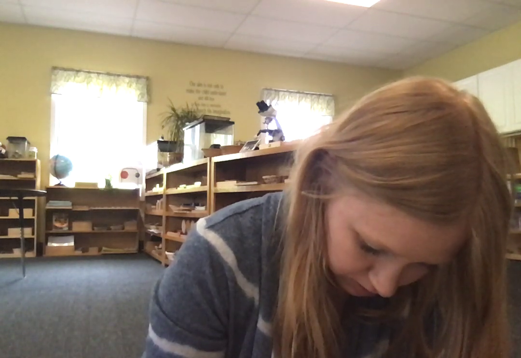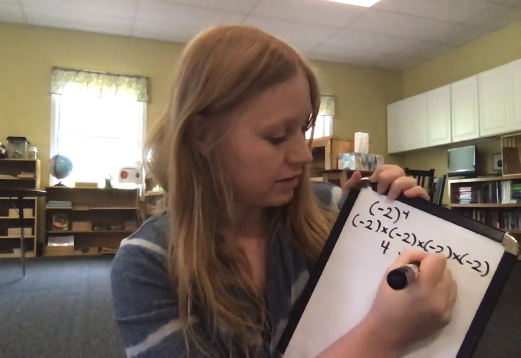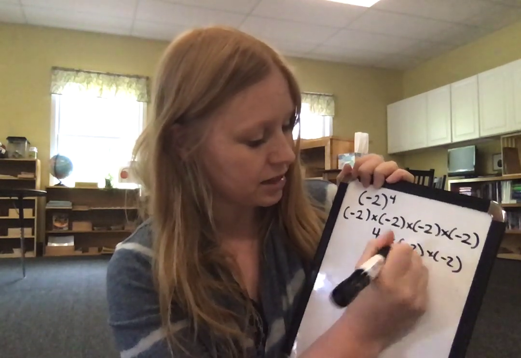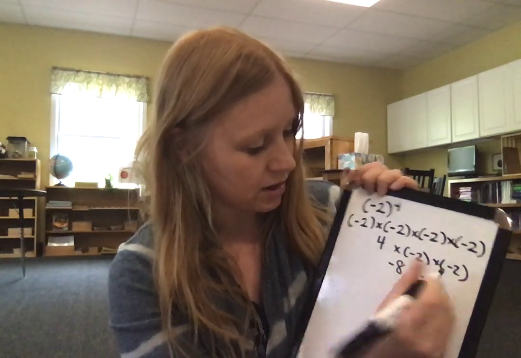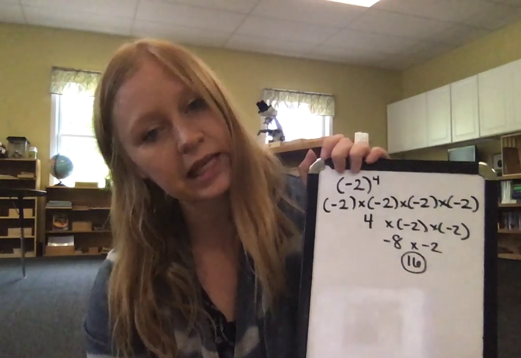Negative 2 to the 4th power means negative 2 times negative 2 times negative 2 times negative 2. Negative times a negative is a positive times a negative 2 times a negative 2. Negative times a positive is a negative times negative times a negative is a positive. My answer is positive 16. Moving on to number 4.